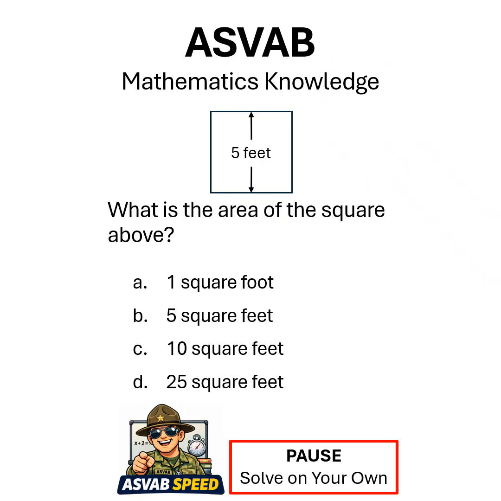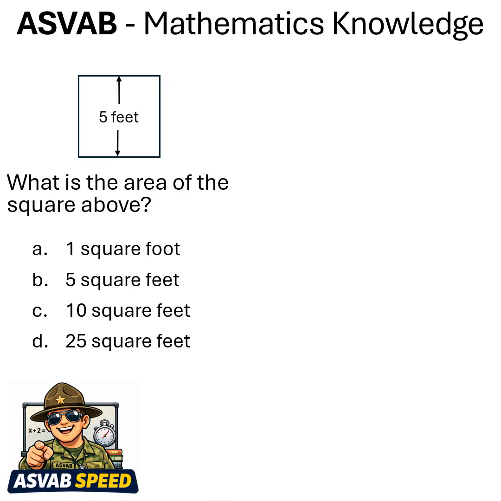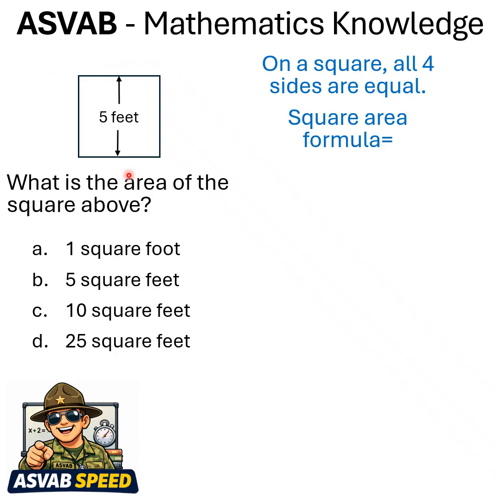Mathematics knowledge. What is the area of the square above? Remember to pause, solve on your own, put the answer in the comments. Let's begin. All right, quick review. On a square, all four sides are equal. The square area formula is area equals side squared. And if you're unfamiliar with that little guy, that's called an exponent. When there's a 2 in the exponent, that means I'm going to go side times side. All right, you do that thing 2 times.